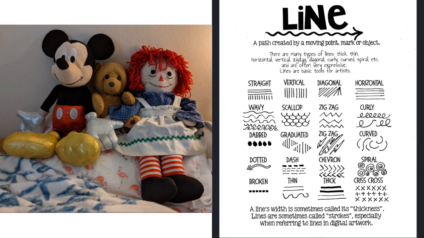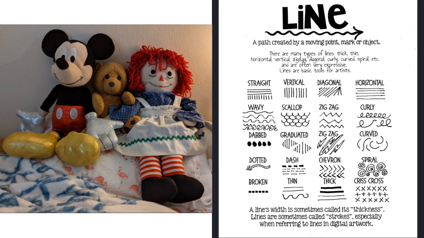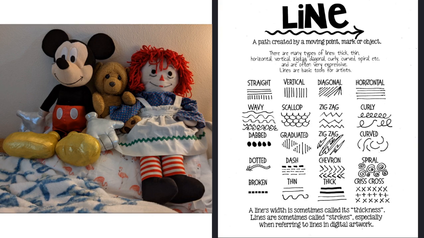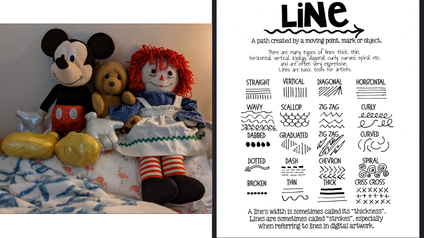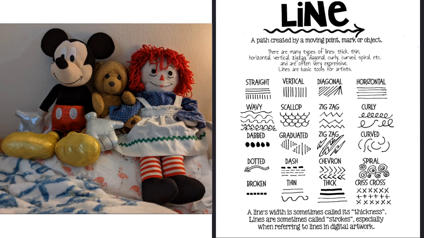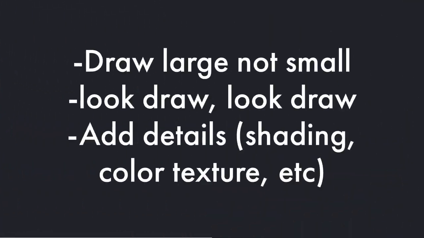I also see some lines on this art. On Raggedy Ann's legs, I see some curved lines for her striped socks. I see a zigzag line at the bottom of her little dress. And I see tons of curved lines.